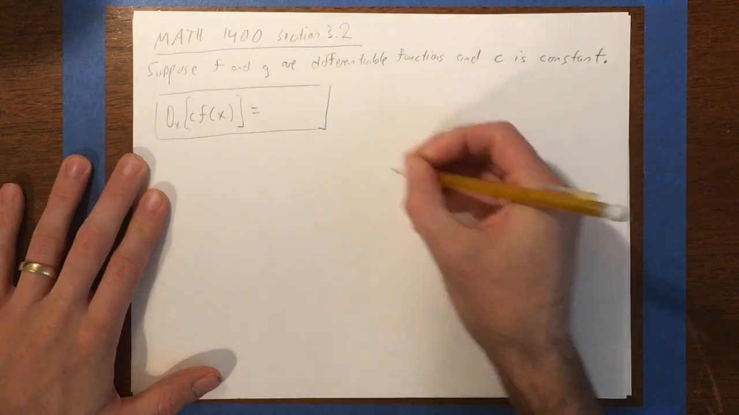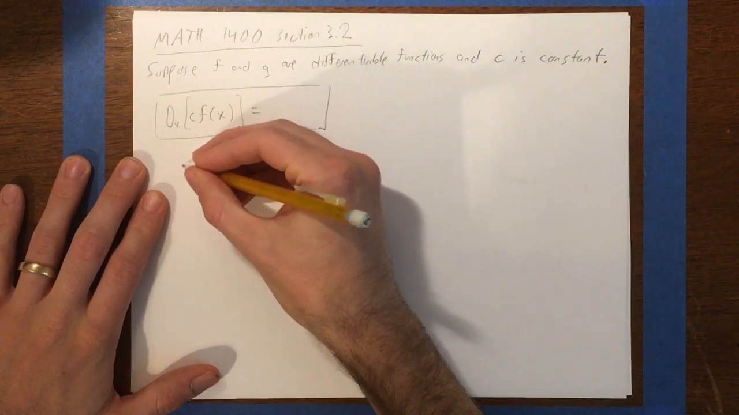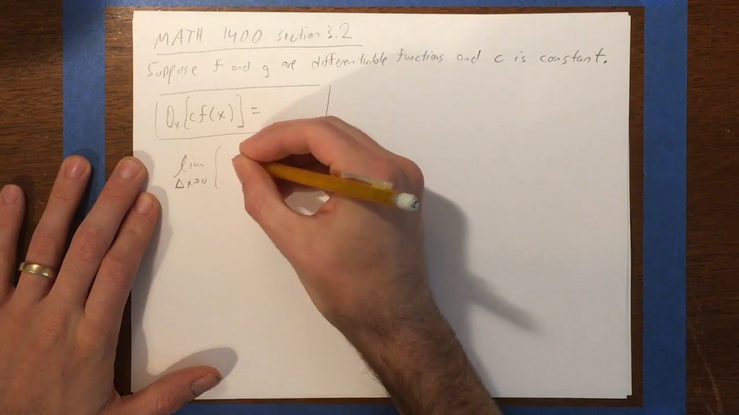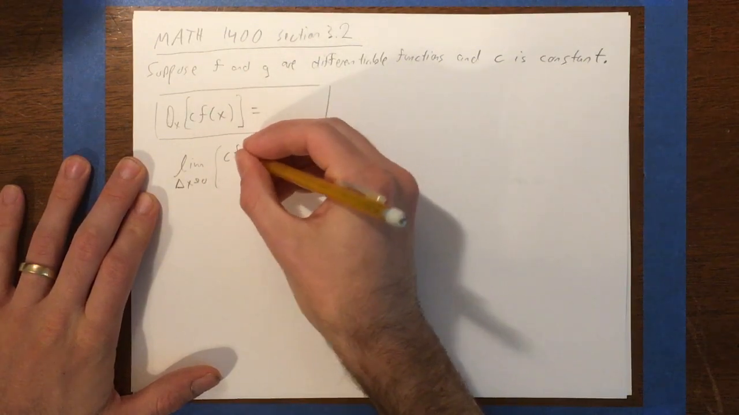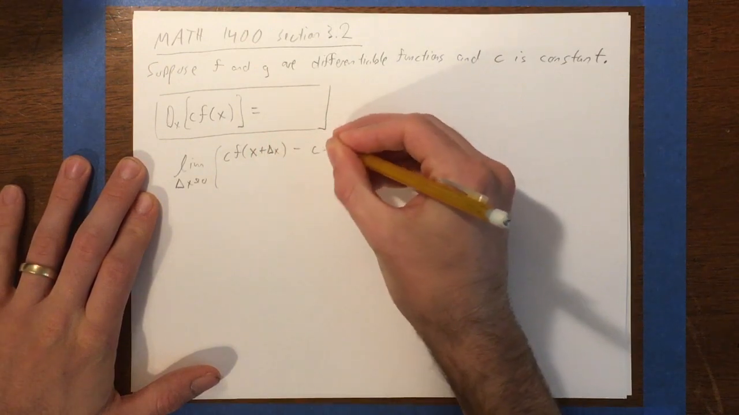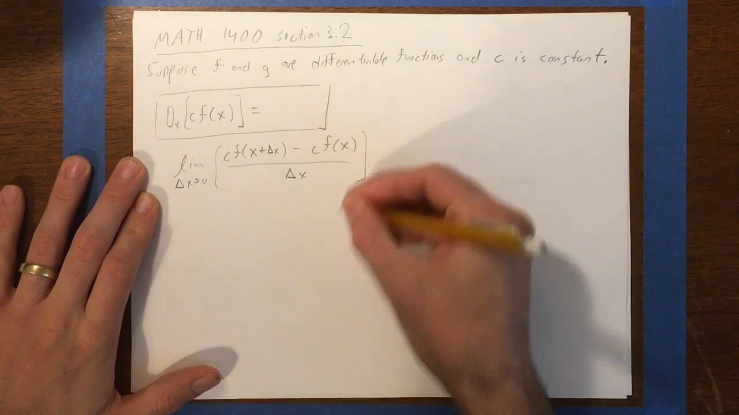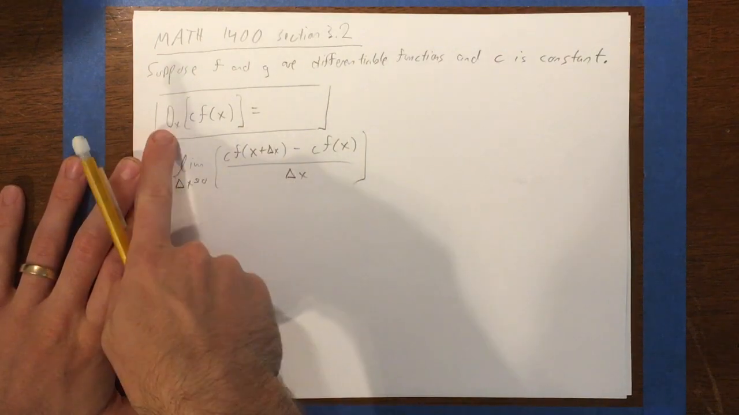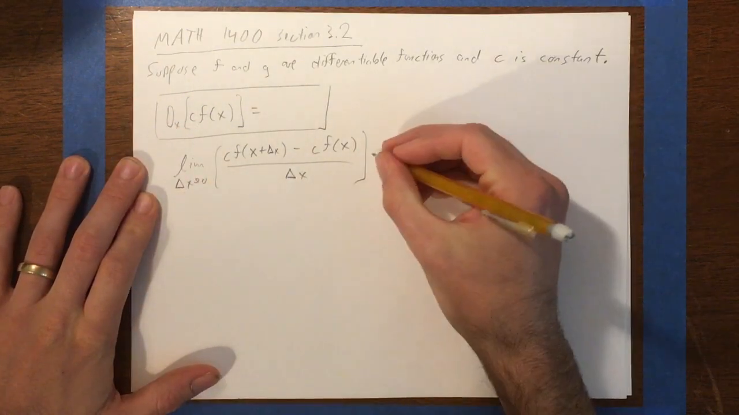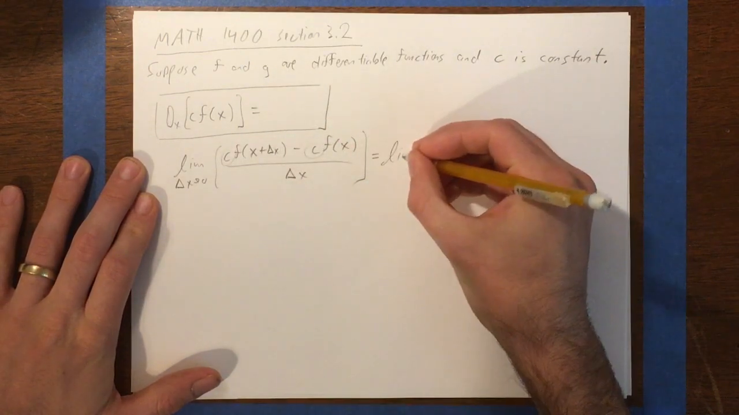And what we're going to do to figure out what that rule is, we're going to look at the limit as delta x approaches 0 of this guy, constant multiple of the function f first evaluated at x plus delta x, and then constant multiple of function f evaluated at x, and then all over delta x. So that would be the derivative. Okay, by definition, this derivative of the constant multiple of f is this. And then pretty clearly we can see that this constant multiple can be factored out, right? So let's do that next.